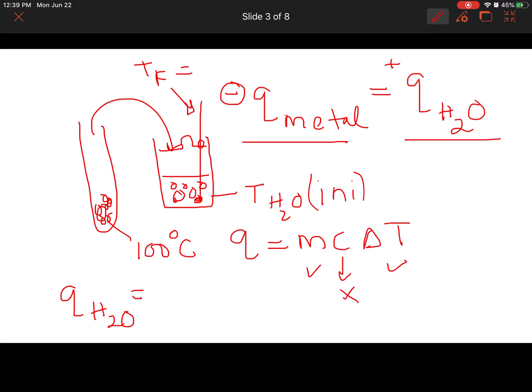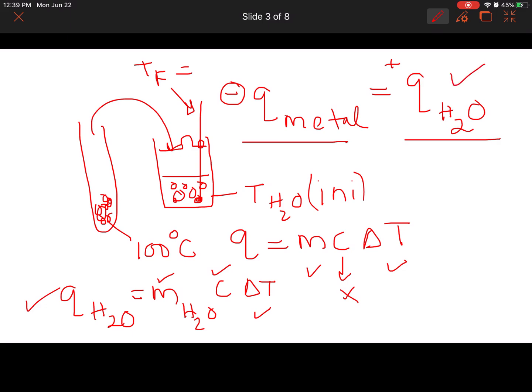What we're going to do is find the Q water, because we know the mass of the water from the calorimeter cup; we know exactly how much we added. The specific heat of the water is a literature value. It's been determined before, so it's 4.184, which is also known. And delta T for the water is going to be the final temperature minus the initial temperature of the water, which we also know. So for the water, we know the mass, C, and delta T, so we can find the heat absorbed by the water.